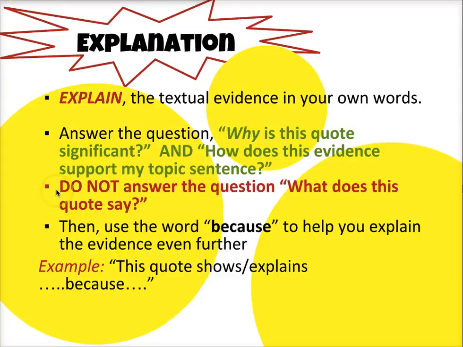So you're not going to answer the question by just saying what the quote says. So you're not going to say, in other words, the quote is just saying this. Instead, you need to use the word because to help you explain the evidence even further. So an example would be using this quote shows or this quote explains how, and then whatever your topic sentence was, and then you say because, and then you tell how it supports it. How does it show it? How does it explain it?